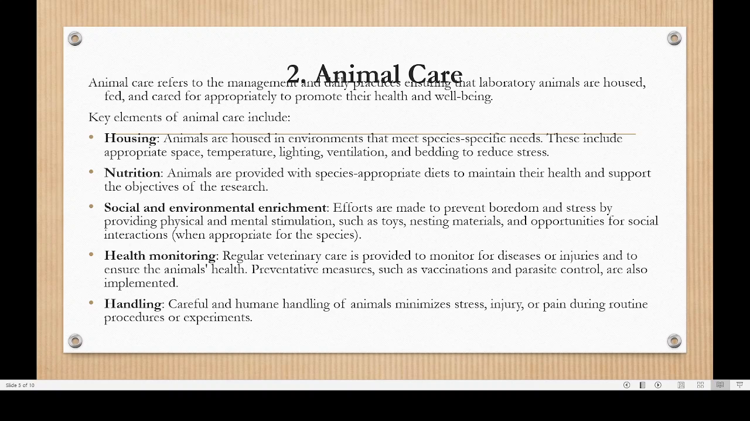So these are the important aspects which come under the care of the animal: how we are housing the animal, how we are giving them food, how we are giving them a social environment, then how we are monitoring the health, and finally the handling of the animal.